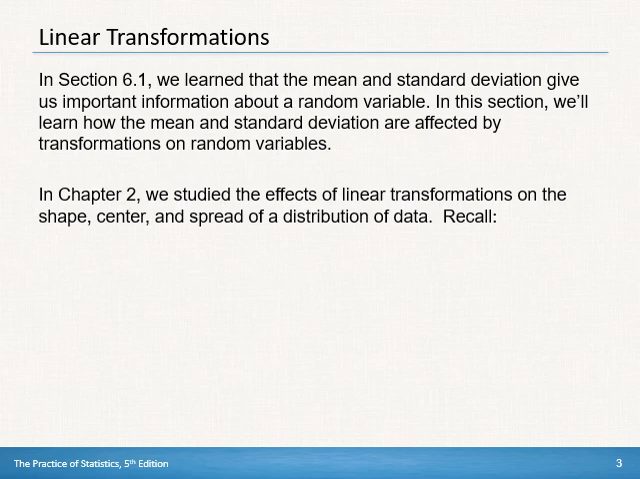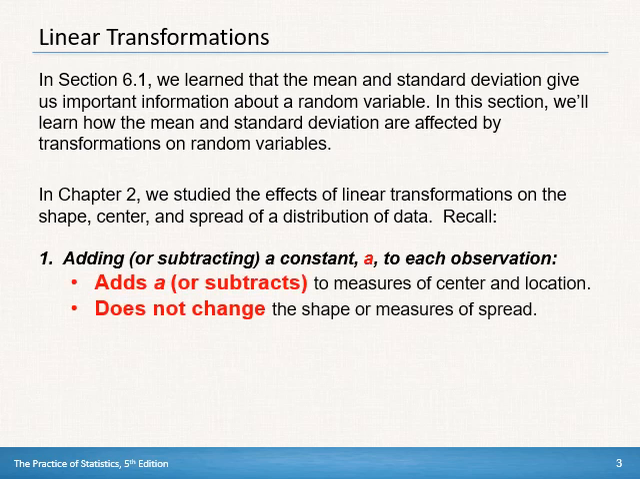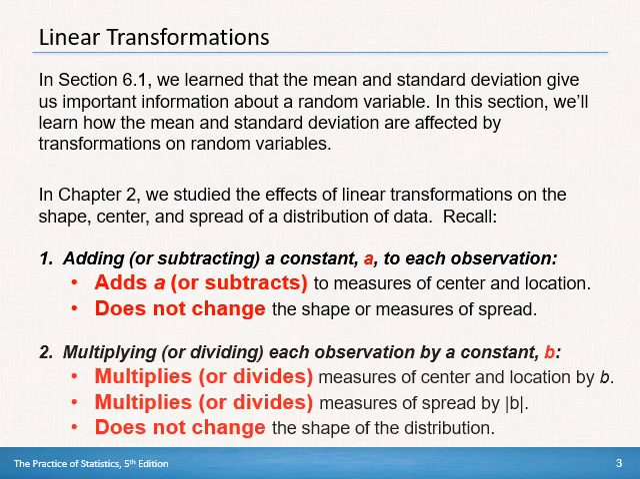All right, and like I said already, in chapter 2, if you can remember, when we added an A or maybe subtracted an A, it added or subtracted that same value A to all the measures of center and location. So the mean, for example, but it did not affect the shape or any measures of spread. And then what happens when we multiplied by, say, a constant B? So it affected both the measures of center and the measures of spread.